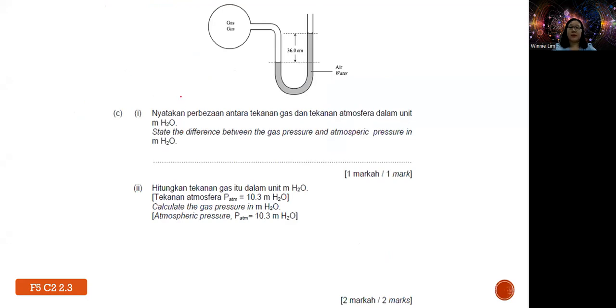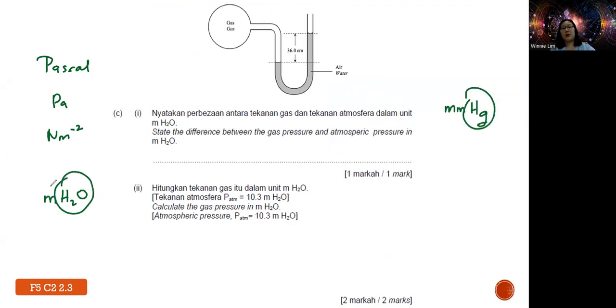Okay, state the difference between the gas pressure and the atmospheric pressure in meter H2O. So under this topic, of course, generally the SI unit for pressure is Pascal or short form Pa or Newton per meter square. But then in other contexts like in water dam, normally they will have the unit as meter H2O. And then if you were to measure your blood pressure, so normally they will be in millimeter mercury. Yeah. So because you're using different liquid, hence they will always have this. But this is another idea of the unit of pressure.